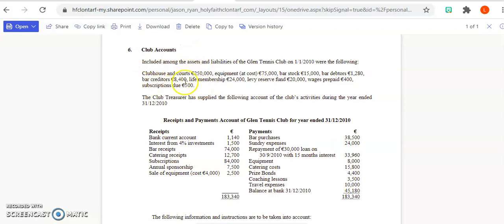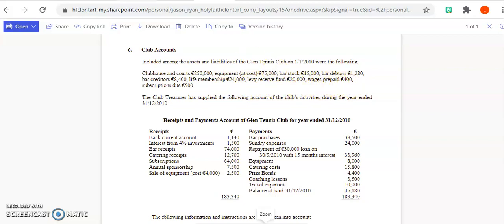So we go through these. So your clubhouse, 250,000, is an asset. Your equipment of 75,000 is an asset. Your bar stock of 15,000 is an asset. And your bar debtors of 1,280 is also an asset. Your creditors then is going to be a liability. Your life membership of 24,000 is also a liability. The levy reserve fund of 20,000 is a liability.